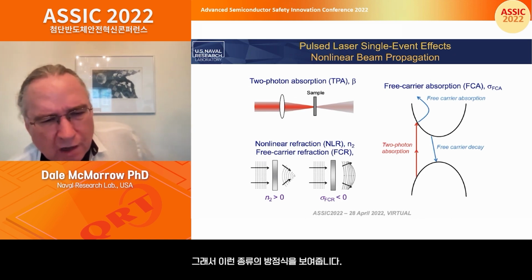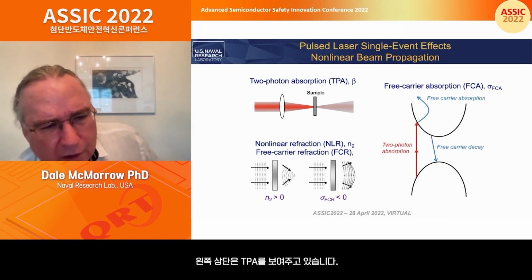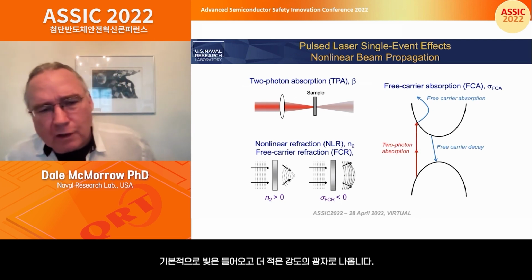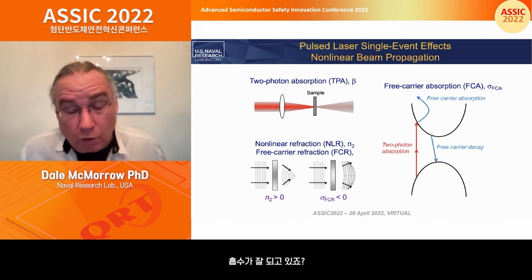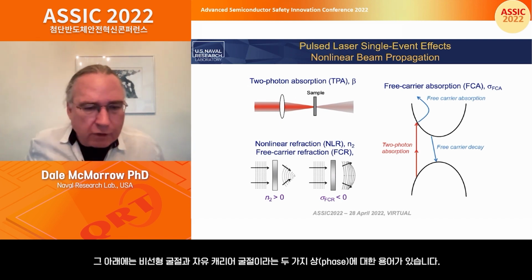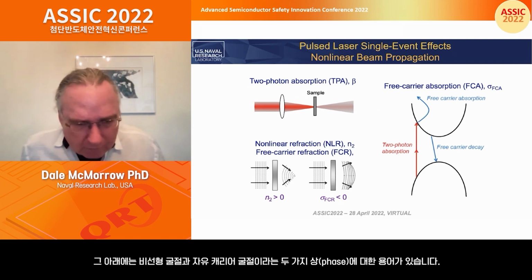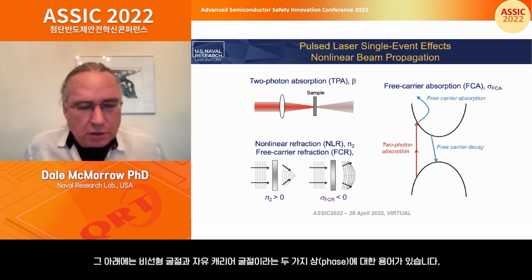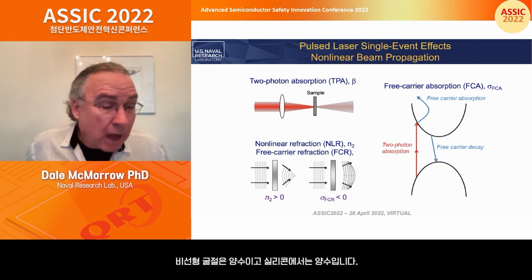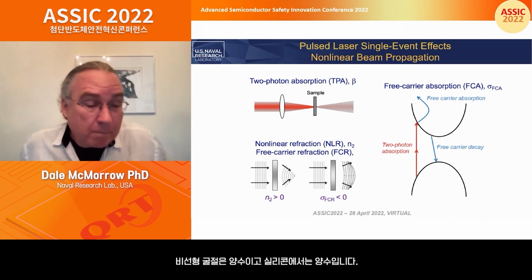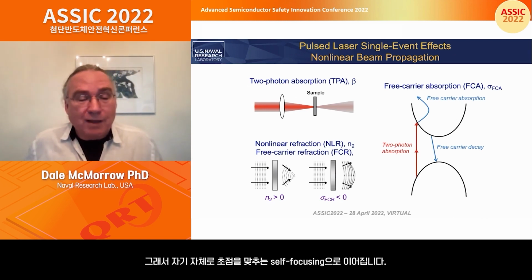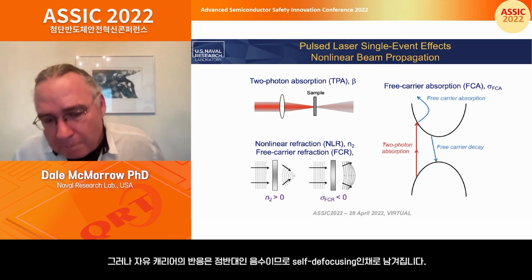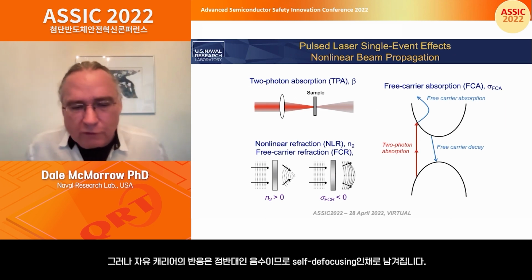schematically. So this kind of illustrates those equations. The top left shows two photon absorption. Basically, the light goes in and it comes out with less intensity, fewer photons. You've got absorption going on. Okay. Below that, you have the two phase terms, the nonlinear refraction and free carrier refraction. Nonlinear refraction is a positive number in silicon, and so it leads to self-focusing. The beam will focus upon itself. Free carrier refraction is just the opposite. It's a negative number, and so it leads to self-defocusing.